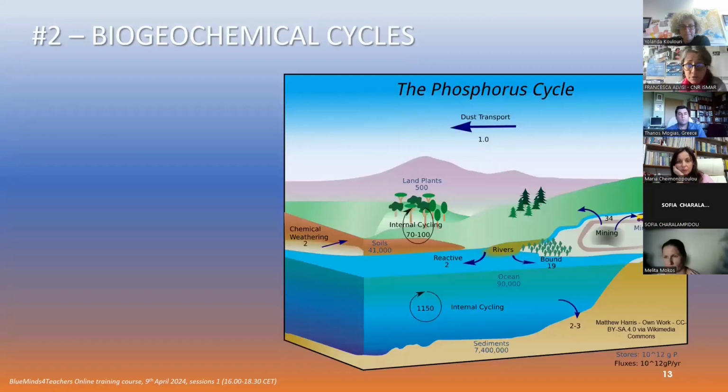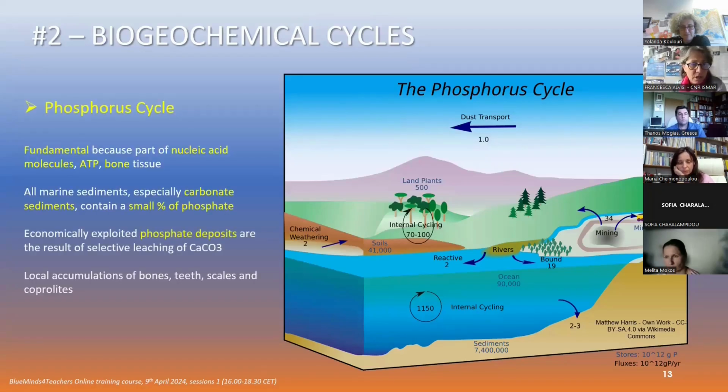And then we have the phosphorus cycle. That is another important cycle because it's a fundamental part of nucleic acid molecules, ATP, and bones. So bones can be one of the entry points for talking about phosphorus.